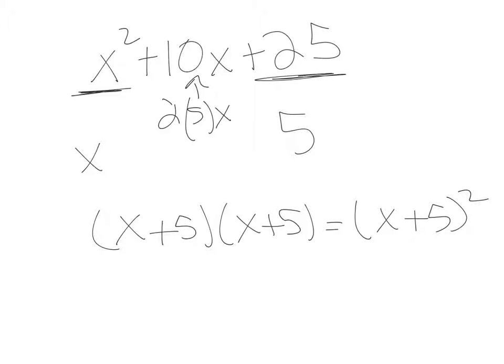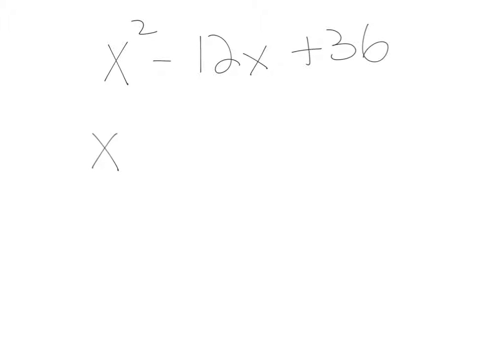or x plus 5 squared. So the key here is a couple of things. One, recognizing the perfect square here and what its square root is. And then looking at this middle term and recognizing, okay, this middle term is the product of this square root times 2. So the square root of x squared is x. The square root of 25 is 5 times 2 makes 10x. Yep, this is a perfect square trinomial.